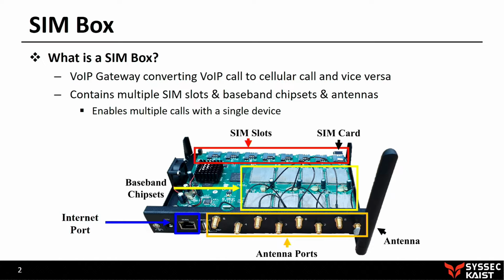A SIM box is a VoIP gateway that converts voice over IP calls to cellular calls and vice versa. It also contains multiple SIM slots, baseband chipsets, and antennas, so it enables making multiple calls simultaneously with a single device. Because of these characteristics, SIM boxes can be legally used in call centers, but they are also often illegally used for criminal activities.